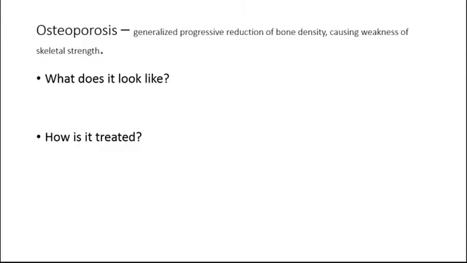Okay, osteoporosis is the next one on here, which is the generalized progressive reduction of bone density. We're losing our bone density. This results in weakness of the joint and skeletal strength. All right. So with this weakness, what's happening with the bone? If you just think it's becoming like a dry sponge, if you bend it, it breaks. That's what's going to happen with a bone.